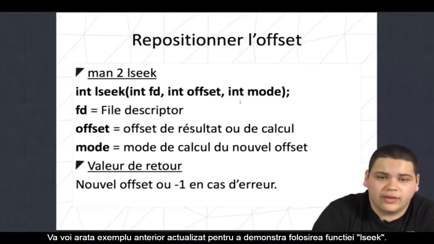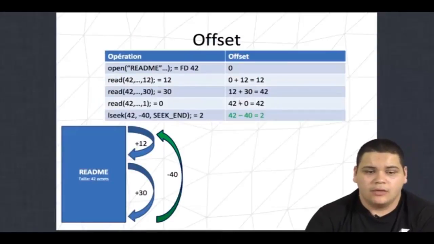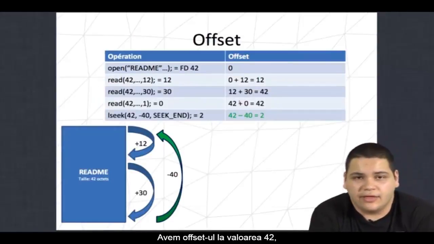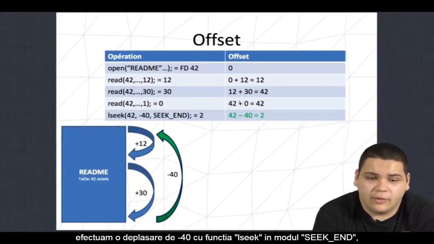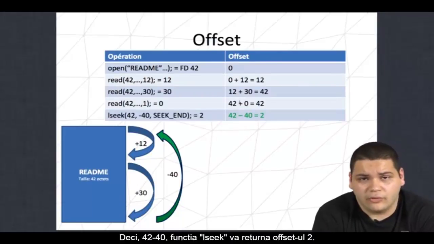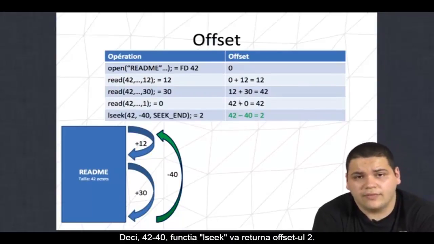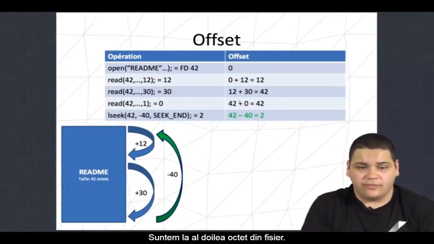Let me show you an example of lseek usage. Our offset is equal to 42. Let's do an lseek of -40 with the SEEK_END mode, which means we start from the end. So 42 minus 40, lseek returns the offset 2, and we're back to the second byte of the file.